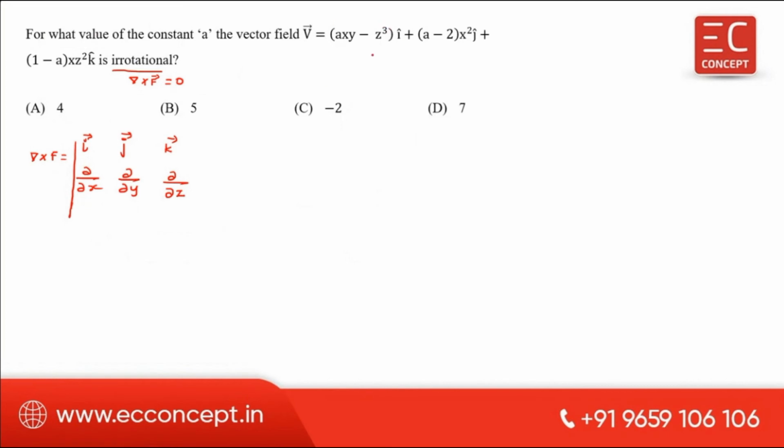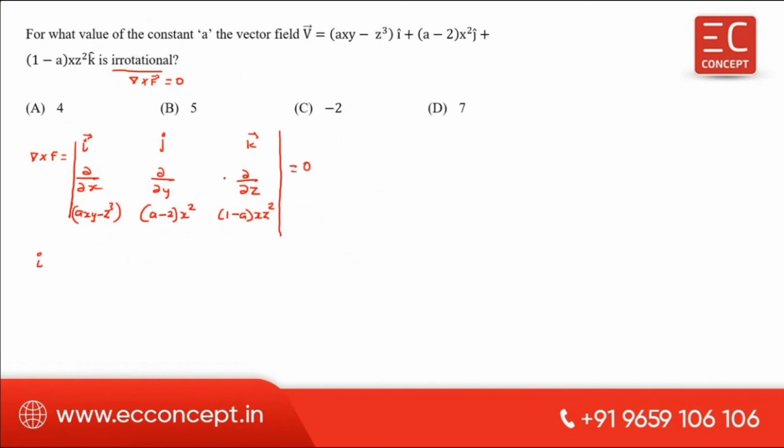Now this is the coefficient of this one, i, that is we can write axy minus z cube. Okay, similarly we can write the rest of the things also. This is j, this is k, dou by dou y, dou by dou z. So this is a minus 2 x square and this 1 minus a x z square. Now you have to simplify this determinant, which is equal to 0.